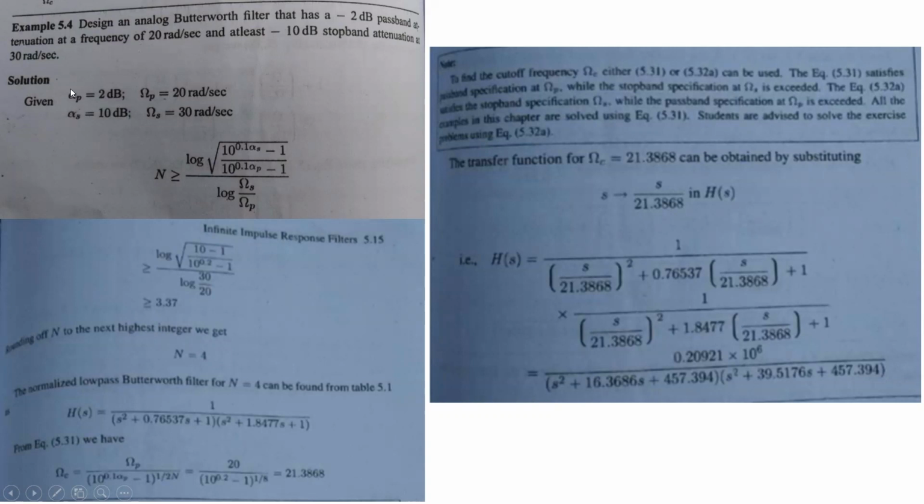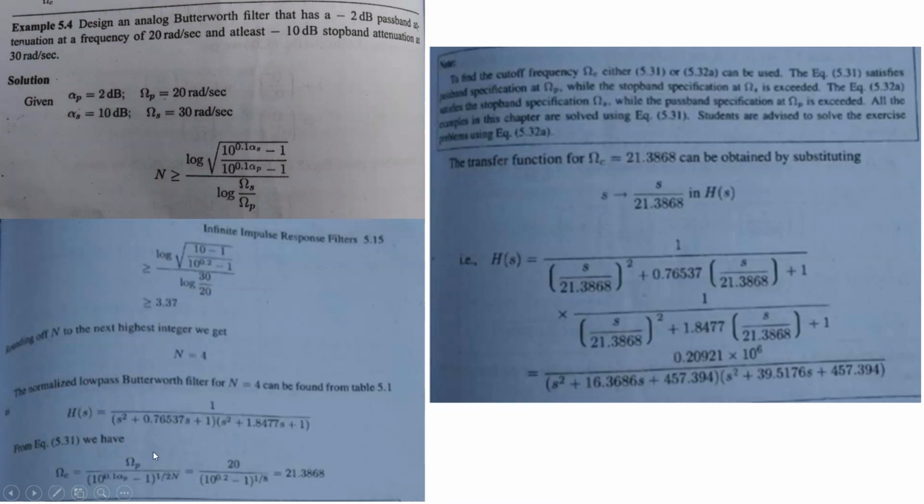So here you write down all these values. The passband frequency is 20 radian per second and the stop band frequency is 30 radian per second. From this you can calculate the value of n, which will be 3.37 after putting in the different values. You will approximate it to the next highest integer, that will be 4. So from the given table you will find the denominator polynomial D(s) and figure out the normalized low pass Butterworth filter response. That will be 1 upon D(s).